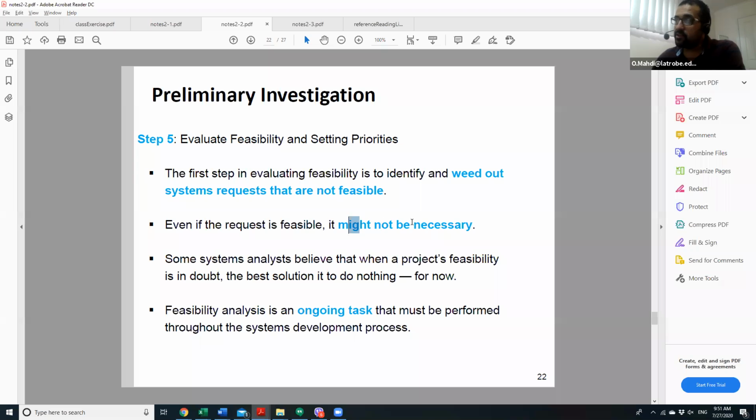So maybe not necessary. It's not always necessary to have a new idea. Some system analysts believe that when a project's visibility is low, of course, the best solution is to do nothing for now. Visibility analysis is an ongoing task that must be performed throughout the system development process. That means from the first phase, system planning, till the end, when you are doing testing, installation, and maintenance as well.